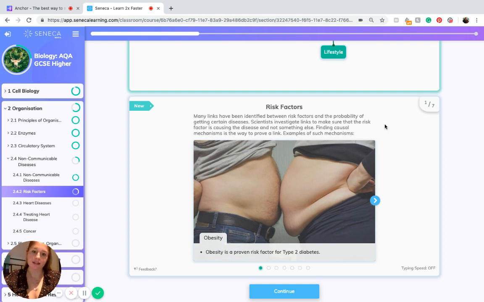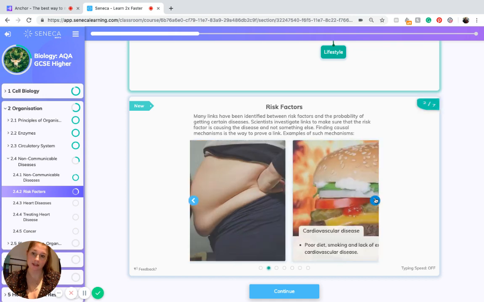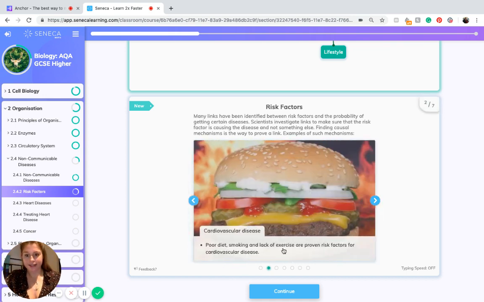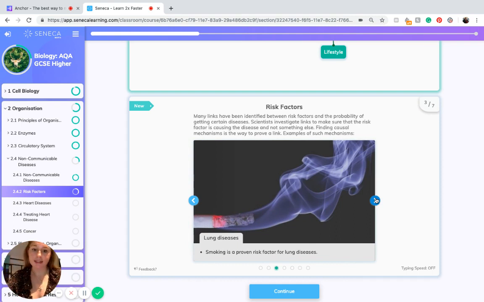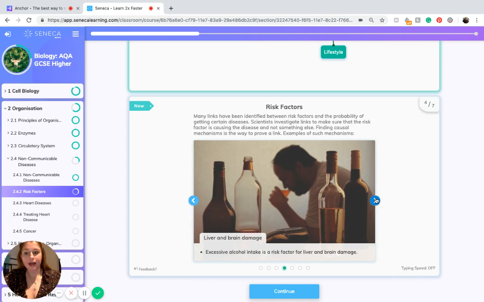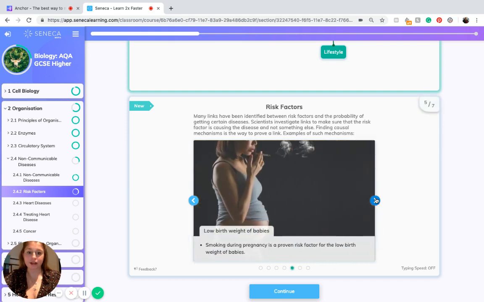Finding causal mechanisms is the way to prove a link. Examples of these mechanisms include obesity. So obesity is a proven risk factor for type 2 diabetes. Cardiovascular disease. A poor diet, smoking, and lack of exercise are proven risk factors for cardiovascular disease. Lung disease. Smoking is a proven risk factor for lung diseases. Liver and brain damage. Excessive alcohol intake is a risk factor for liver and brain damage.